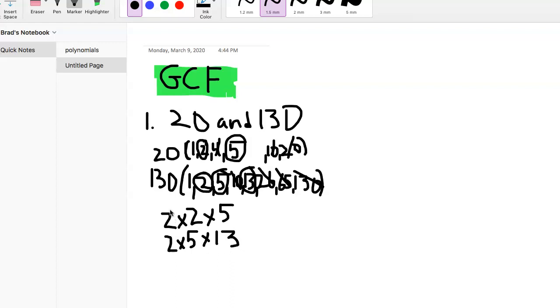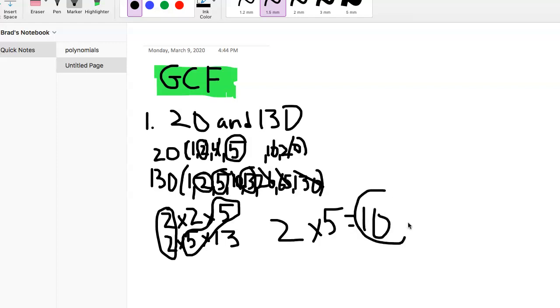Sound all right? Okay, so the 2s work on both here, and we've got a 5 here and a 5 here. And those are the only 2 that work, right? And so what we're left with is 2 times 5 equals 10. And that's the greatest common factor of 20 and 130: it is 10. Okay, so that was greatest common factors. Hopefully it all makes sense now, or makes a little bit more sense, and as you practice them, they'll get pretty easy.